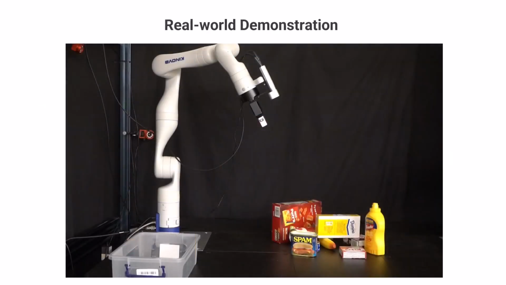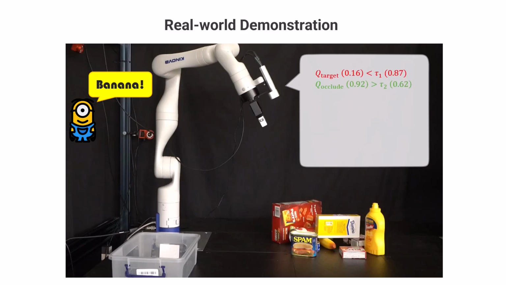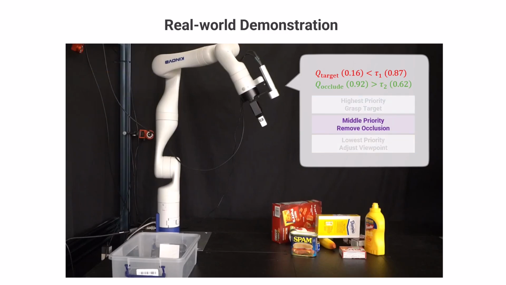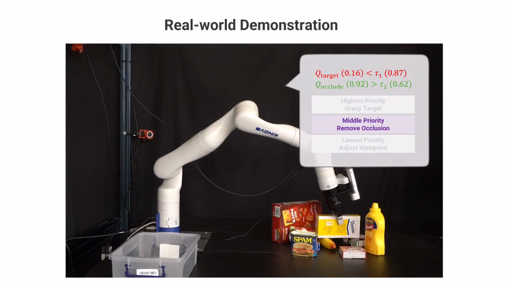In this real-world example, the robot is tasked with retrieving the banana from a cluttered scene. The Q value for grasping the target is low, falling below the learned threshold tau1, which indicates that a grasp would be uncertain or unsafe. However, the Q value for removing an occluding object is high, exceeding threshold tau2. As a result, the agent selects the remove occlusion action. This enables the robot to clear a blocking object and improve the visibility of the target before making a grasp attempt.